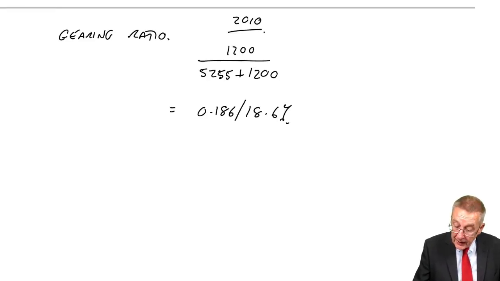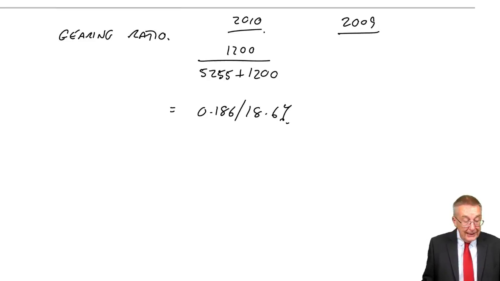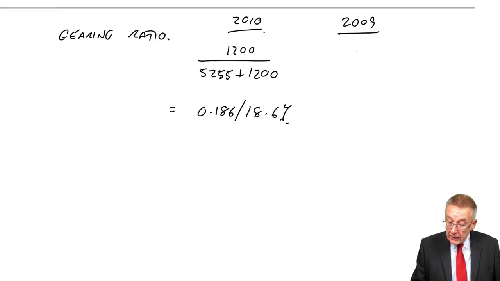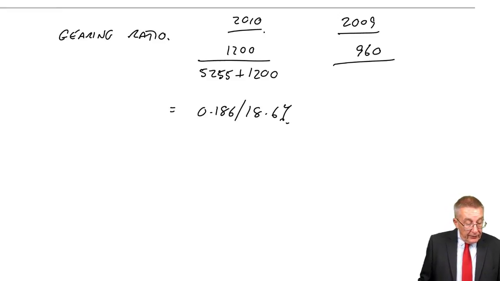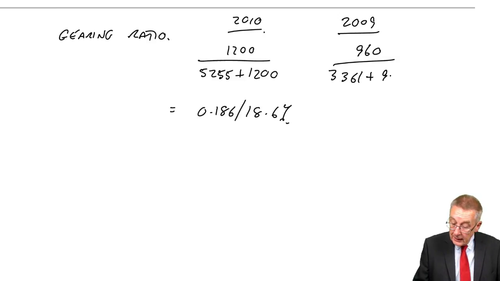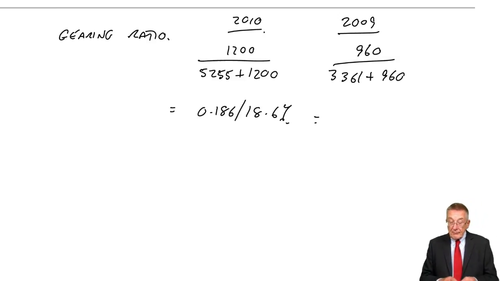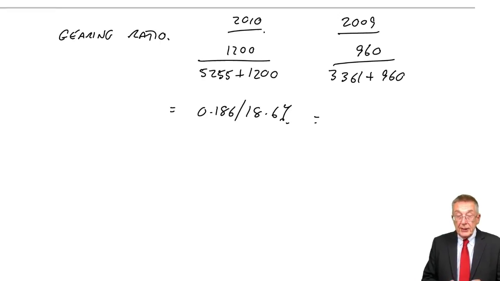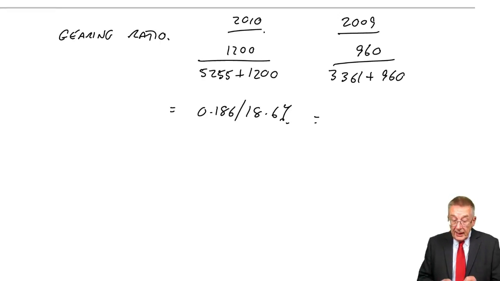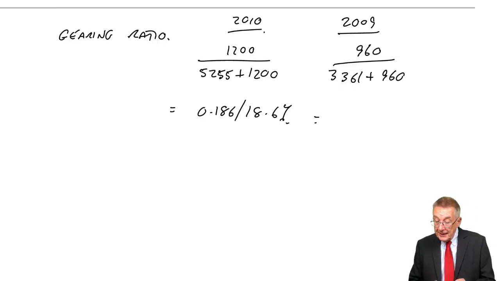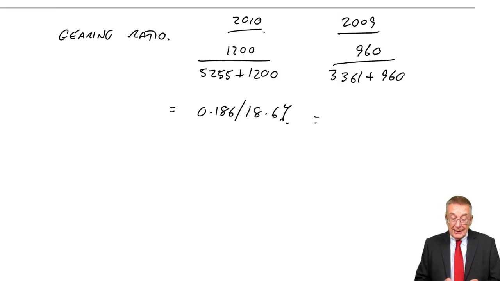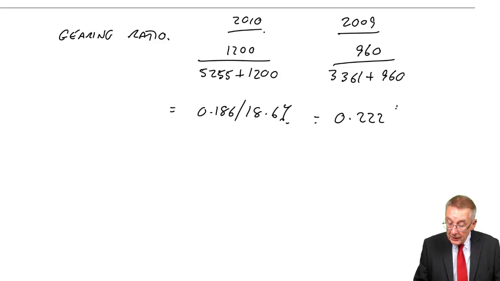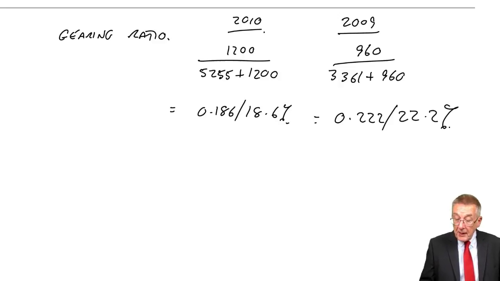Before I say any more, in 2009, what was it? Long-term borrowings, non-current liabilities, 960. The total capital, share capital plus non-current liabilities. So the proportion that's long-term borrowing, 960 divided by 4,321 is 0.222 or 22.2%. You can express it either way.